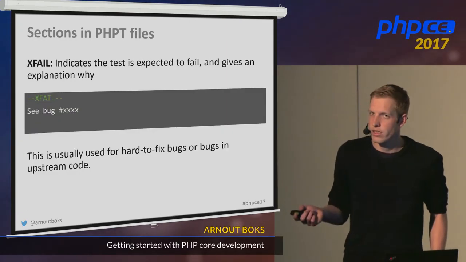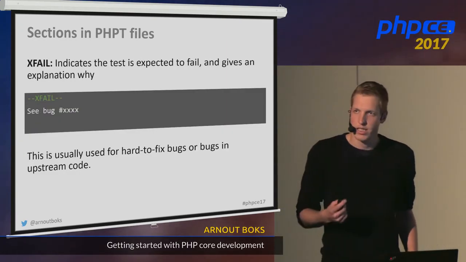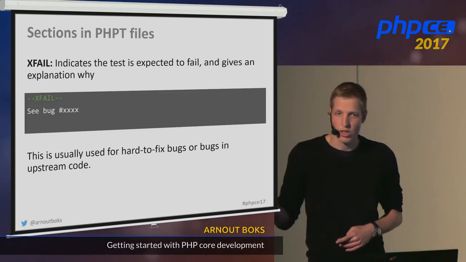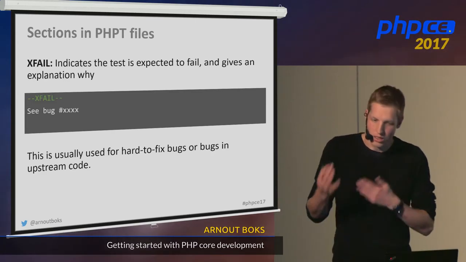You can also use the XFAIL section, which I explained earlier, to mark a test as an expected failure and to track bugs in upstream code or hard-to-fix bugs that would require a major overhaul.